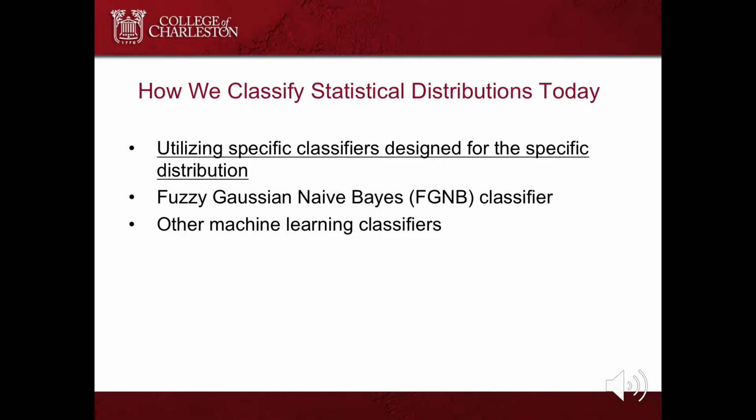Generally speaking, if you use specific classifiers designed for specific statistical distributions, you can expect great results. Other researchers have used other machine learning tools, for example, the fuzzy Gaussian naive Bayes classifier for the classification of statistical distributions. The possibility is also there for you to use different machine learning classifiers for these tasks.